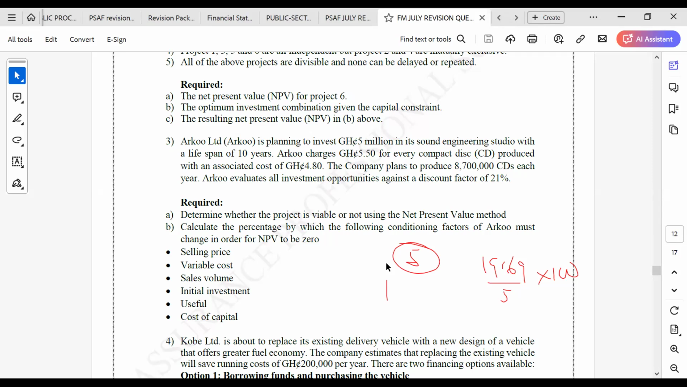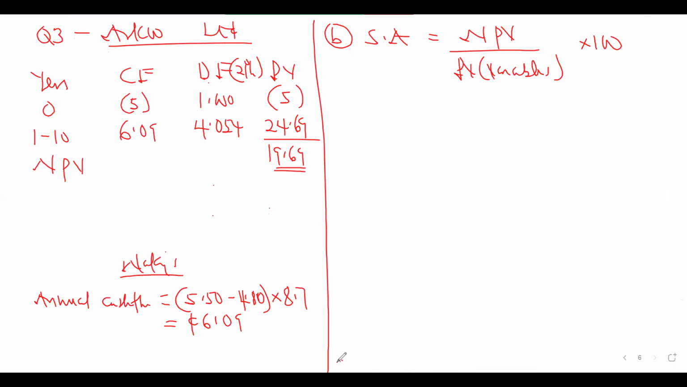You'll be getting 19.69, isn't it? Okay, so if our initial investment increased by this amount, the project will break even. You can try that. You can decide to add the plus 19.69 over here. You see that this project will also be 24.69, and the project will break even. So that's what we are trying to do for that.